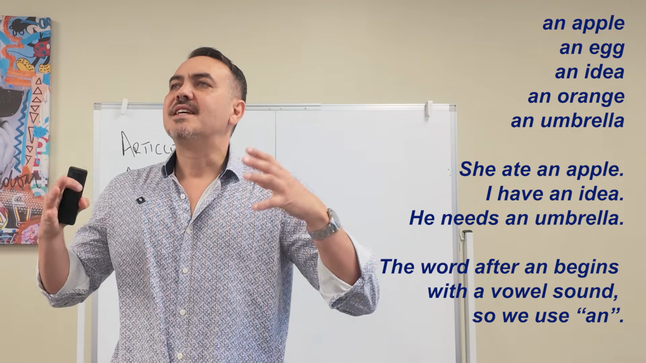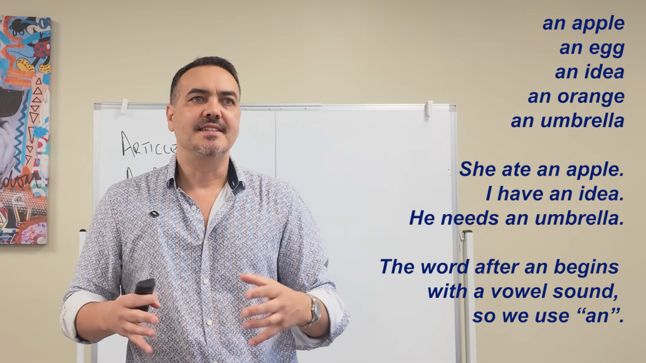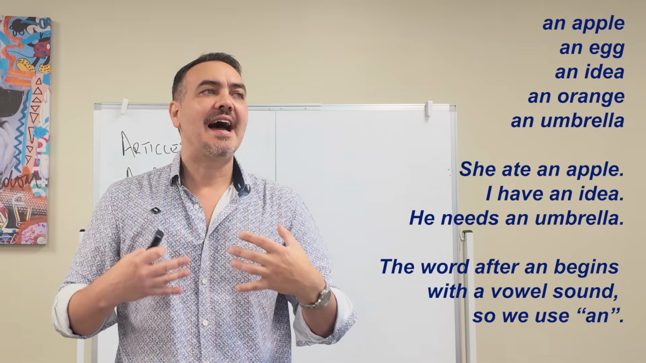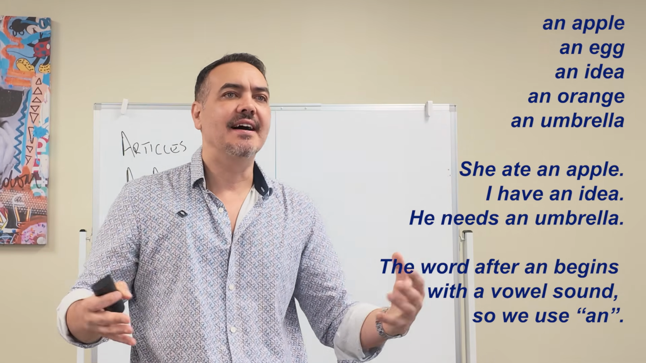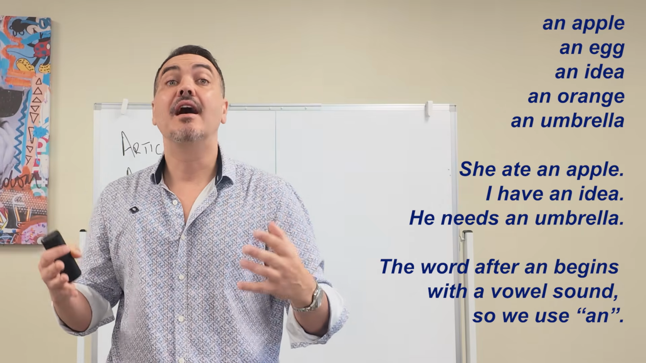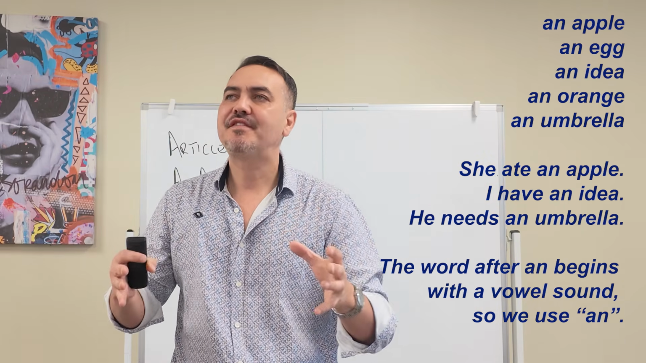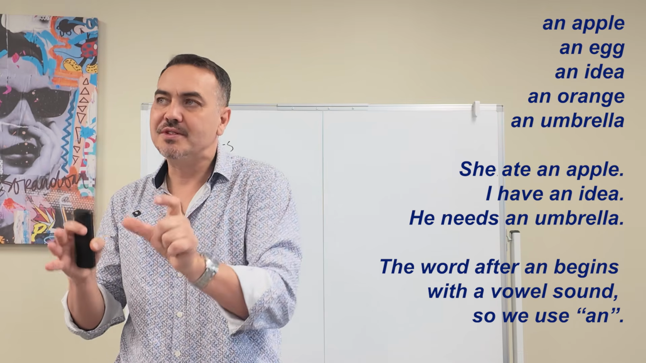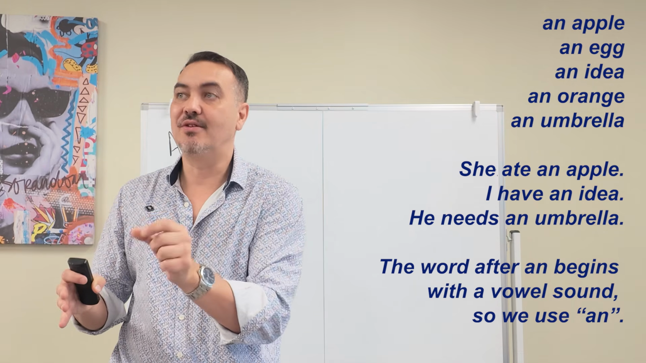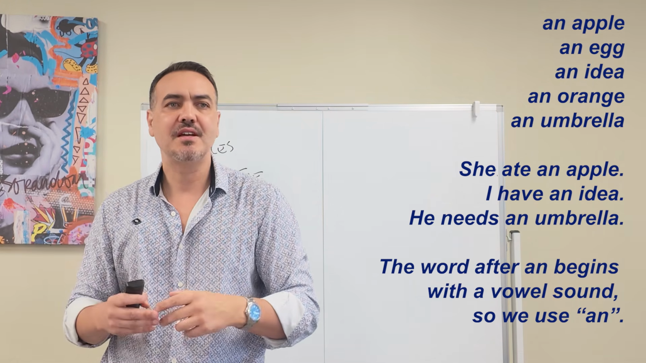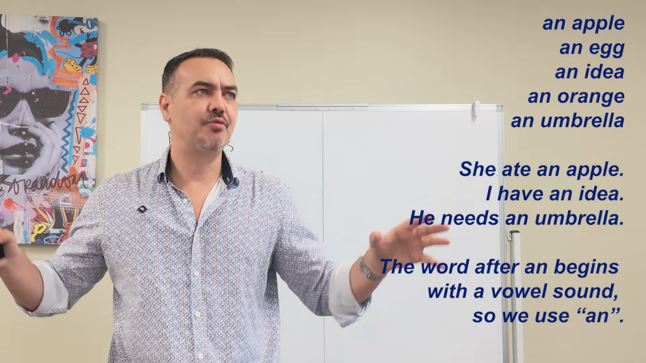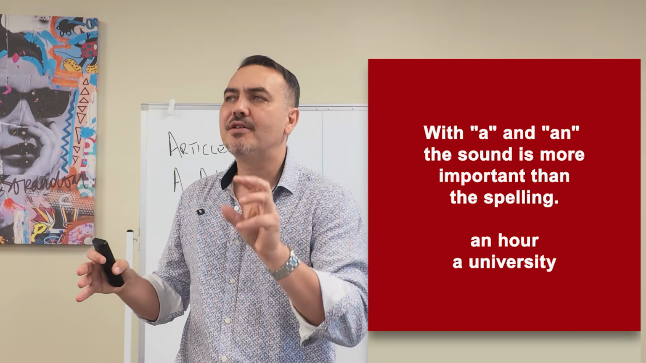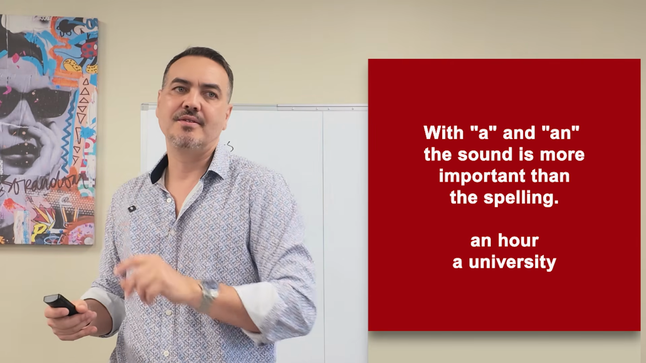So here's a few example full sentences. She ate an apple. I have an idea. He needs an umbrella. The word after an begins with a vowel sound, so that's why we're using an instead of a, okay? So here is the important rule. With a and an, the sound is more important than the spelling, okay?